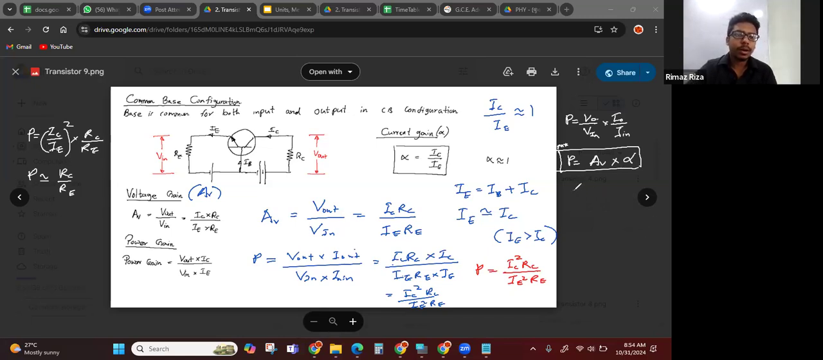It's easy. Normally how do we calculate the power? Power equals VI. So likewise, power gain equals voltage gain times current gain.